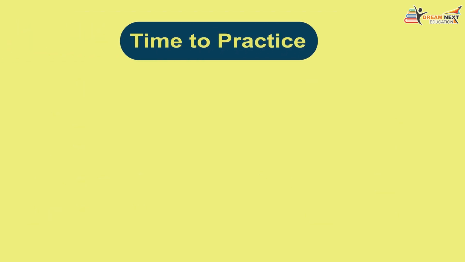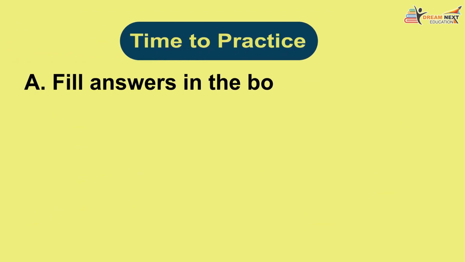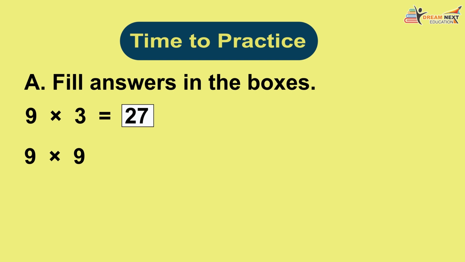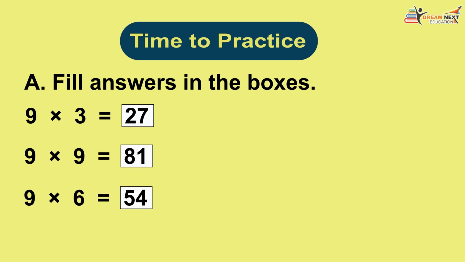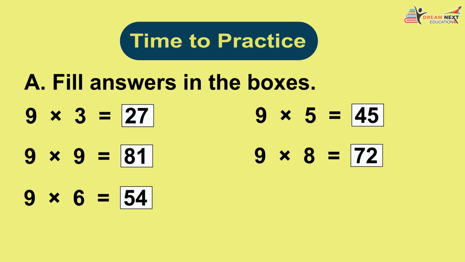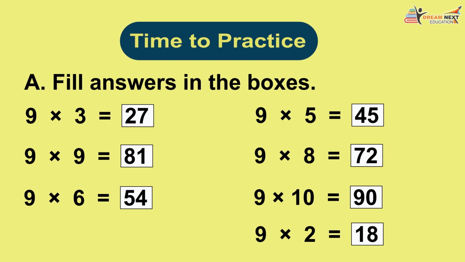Time to practice. Fill answers in the boxes. 9 into 3 is equal to 27. 9 into 9 is equal to 81. 9 into 6 is equal to 54. 9 into 5 is equal to 45. 9 into 8 is equal to 72. 9 into 10 is equal to 90. 9 into 2 is equal to 18.